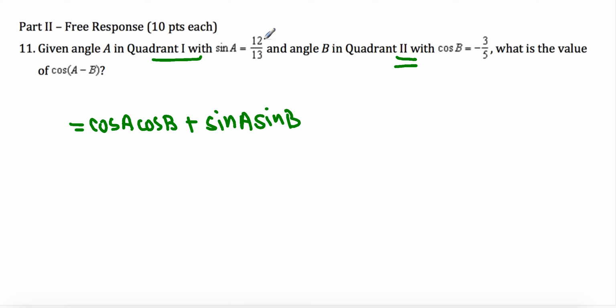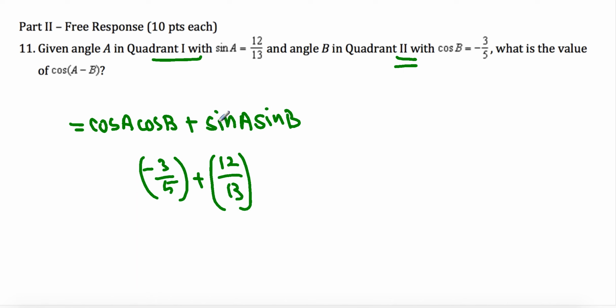Now in case of sine of A, we know that is equal to 12 over 13. And then cosine of B is equal to negative 3 over 5. Now, to figure out cosine of A, we can get it from sine of A. Do a quick triangle, and sine of A is equal to 12 over 13. That means opposite is 12 for this angle, and hypotenuse is 13. That means adjacent side must be 5, a 5, 12, 13 triangle. So then we get 5 over 13.